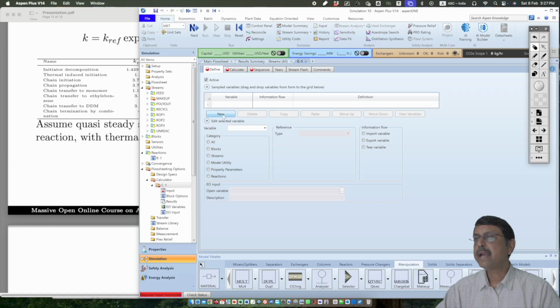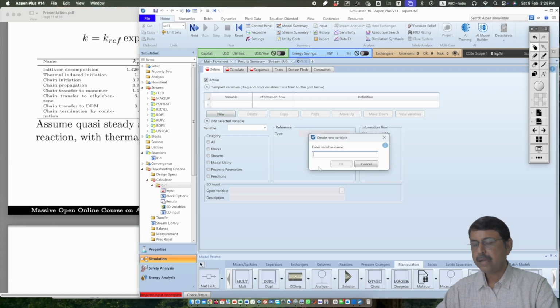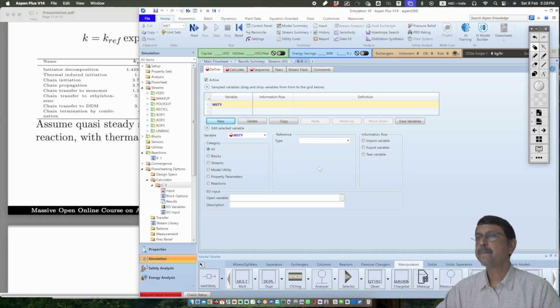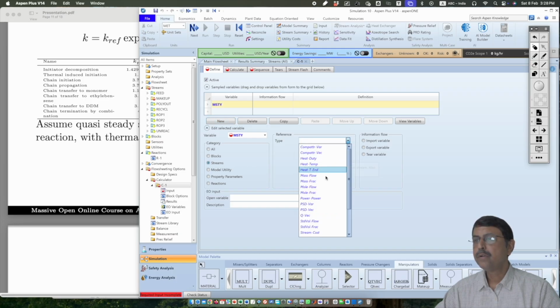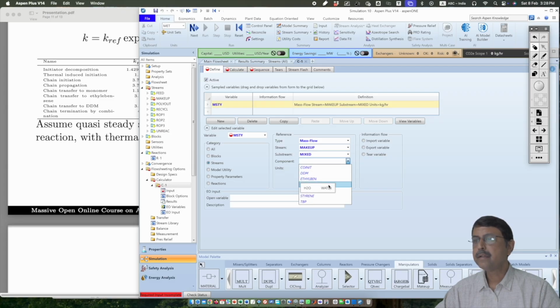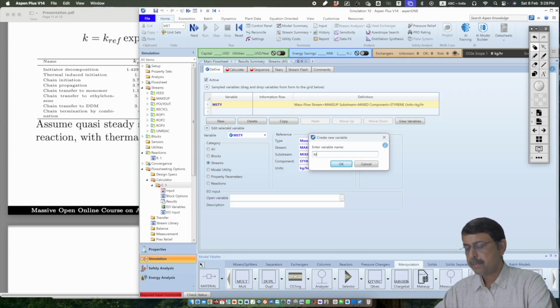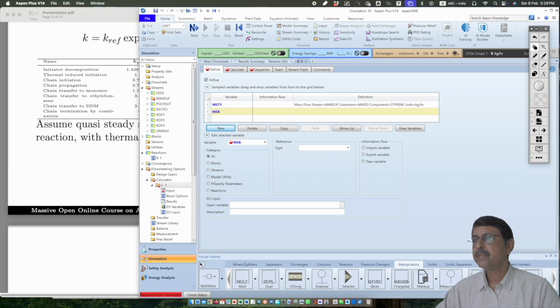First we have to define the variables. Let us define makeup styrene, and this is a stream which is a mass flow of stream makeup and component styrene. Okay. Similarly, makeup ethyl benzene, this is also a stream of mass flow in makeup stream of component ethyl benzene.